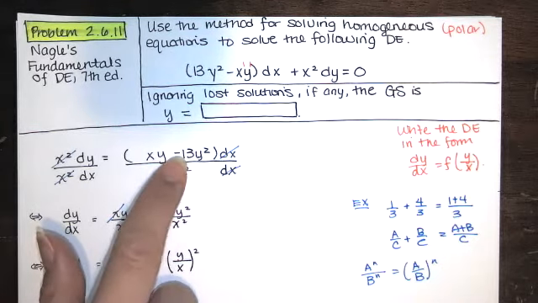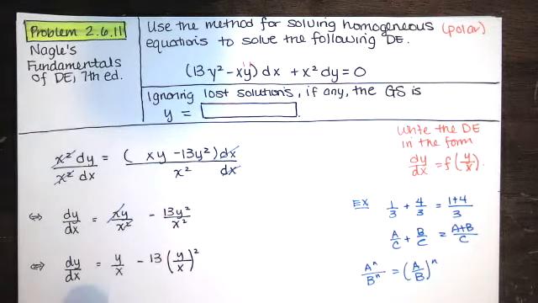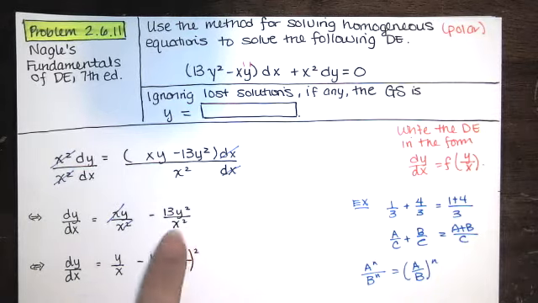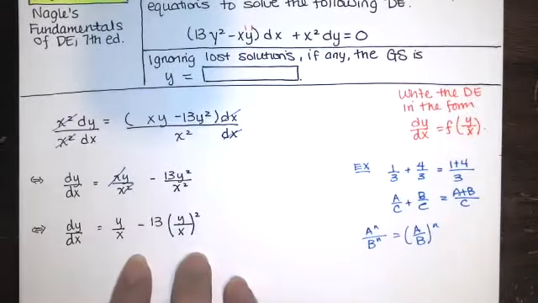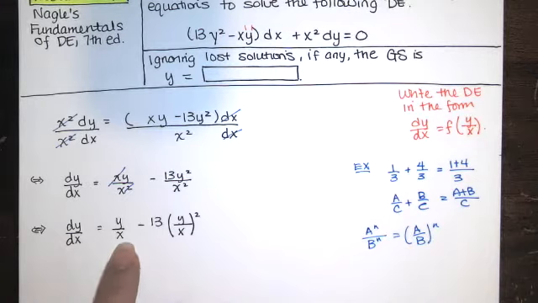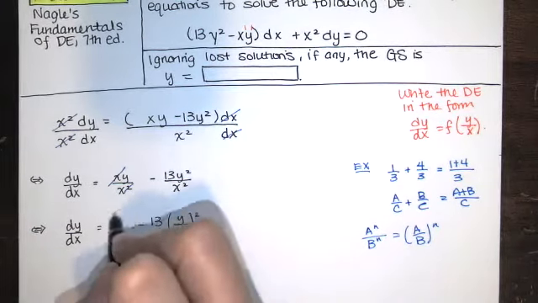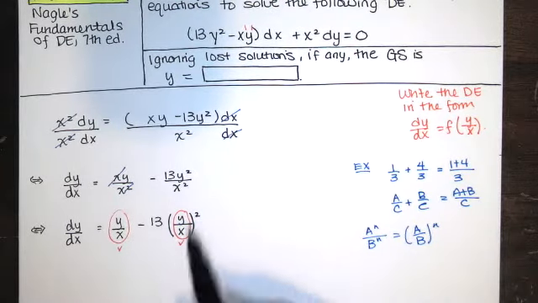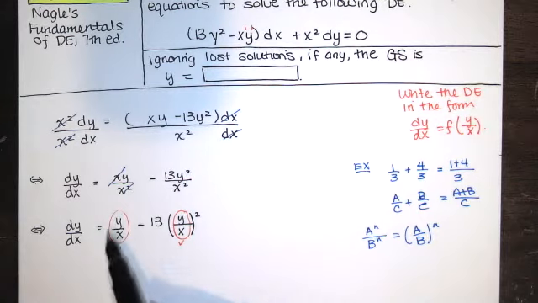And then I have a negative 13y squared over x squared. If I factor out that negative 13 and use this property, I can write that as y squared over x squared can be written as y over x quantity squared. So now this is a function of y over x. If I let v equal y over x, this is just v minus 13 times v squared. That's what we want. We want this to be a function of v only, where v is equal to y over x.